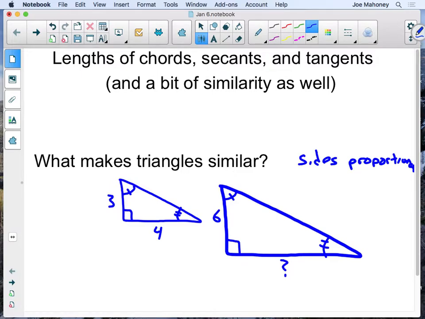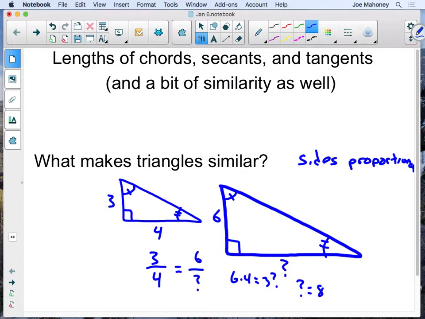You can say that 3 is to 4, matching up sides in the smaller triangle, is equal to 6 over whatever that side is, which is the corresponding sides of the larger triangle. And then you would cross multiply to solve that. You'd get 6 times 4 equals 3 times question mark. And I think if you solved it, you'd get the question mark is equal to 8. So that's kind of the idea we're going to do today.